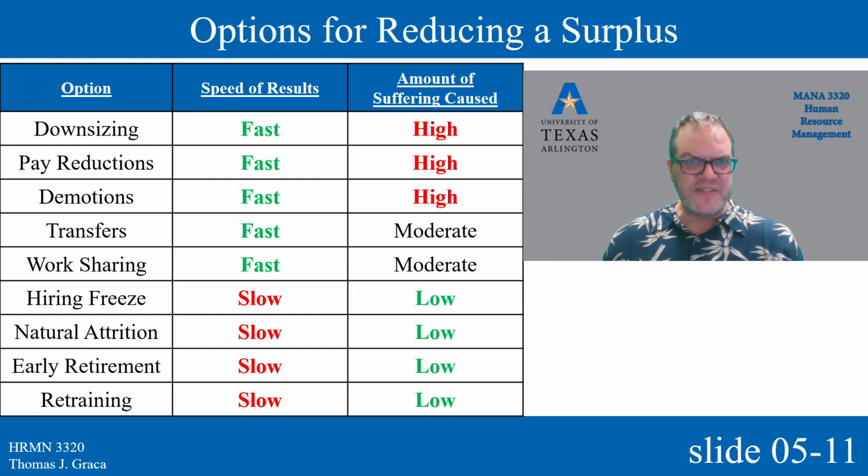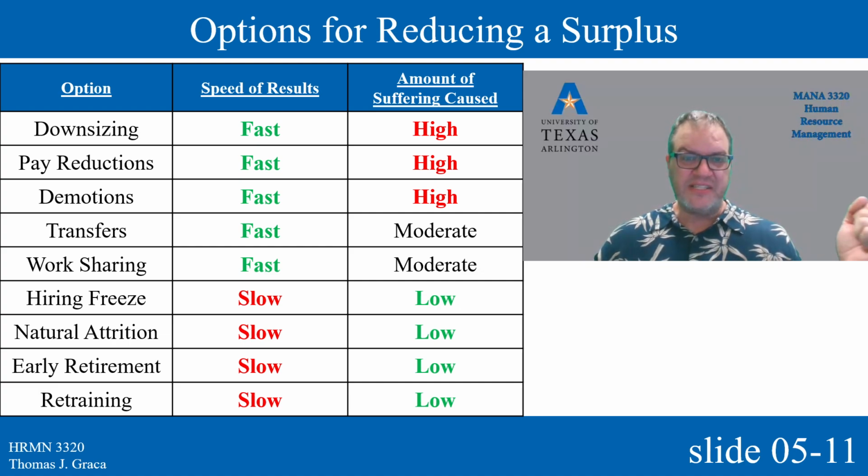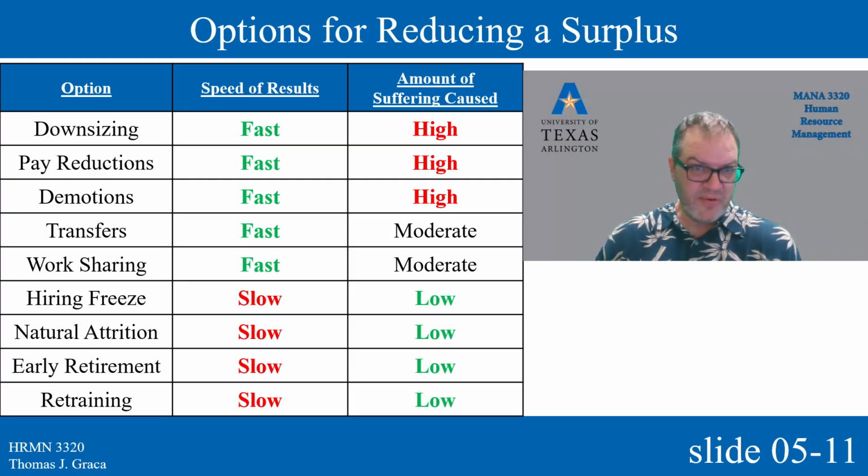Transfers. So transfer could be a geographic transfer. Could be moving someone from your CVS here in Arlington to the CVS in Fort Worth, or the CVS in Waxahachie, or the CVS in Grand Prairie. So it could be a geographic transfer. It could also be a transfer from one type of work to a different type of work that the person would also be qualified for. Again, you can do those pretty fast, assuming that there isn't new training involved.